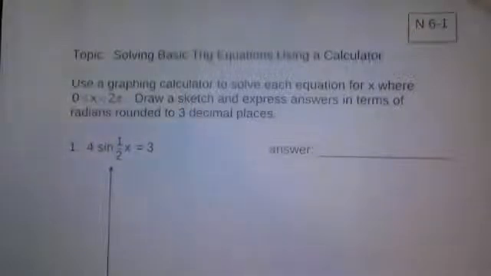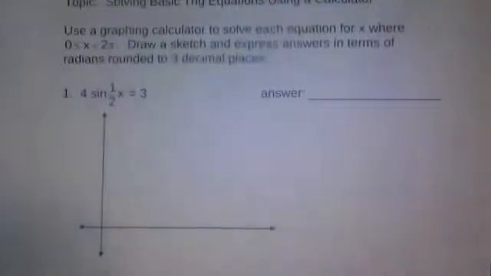We'll be reviewing those during this unit as well, just to make sure, because we kind of need to know those ratios and the basic ones for 30 and 60 and 45 and all of the ones that fall on our unit circle. It'll make this much easier if you already know them. But we're starting off with some that are just graphing calculator problems, and so it says use a graphing calculator to solve each equation. For x between 0 and 2 pi, it wants us to draw a sketch and to express our answers in terms of radians to 3 decimal places.